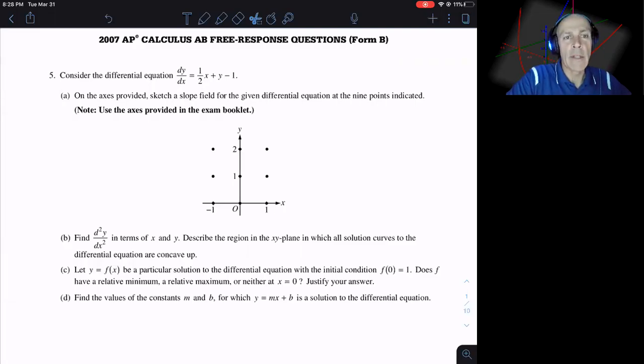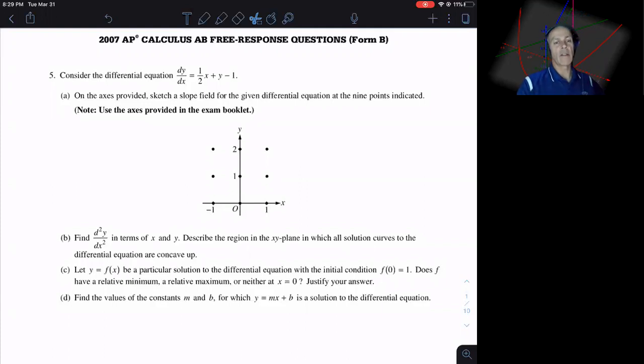Hey, we're continuing to talk about differential equations, and now we're going to tackle an exam from 2007, question number 5. We're given, consider the differential equation dy/dx equals 1/2 x plus y minus 1. Part A says, on the axes provided, sketch a slope field for the given differential equation at the 9 points indicated. Part B says, find d2y/dx2 in terms of x and y. Describe the region in the xy plane in which all solution curves to the differential equation are concave up.